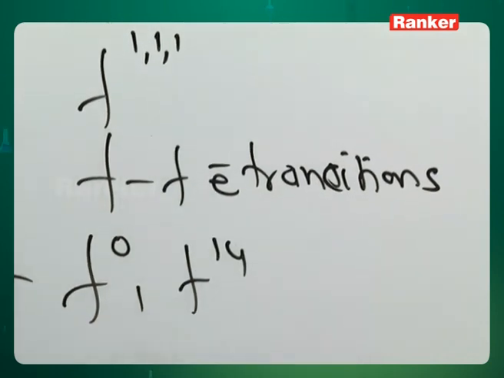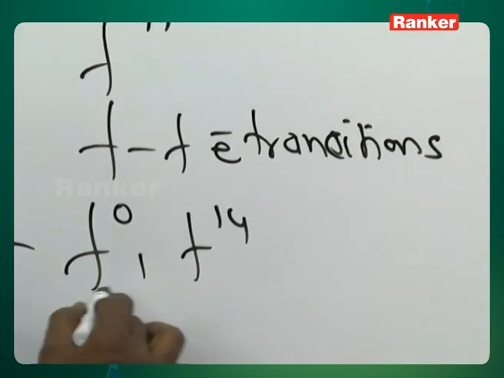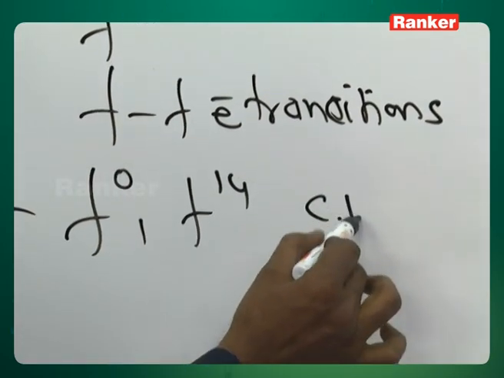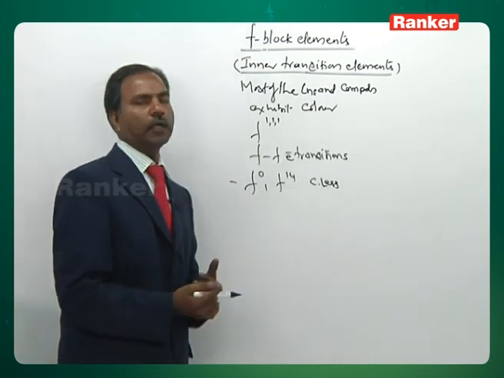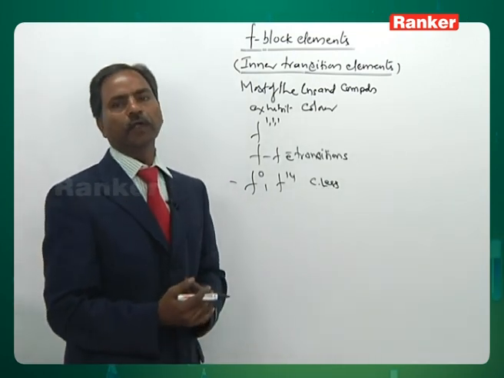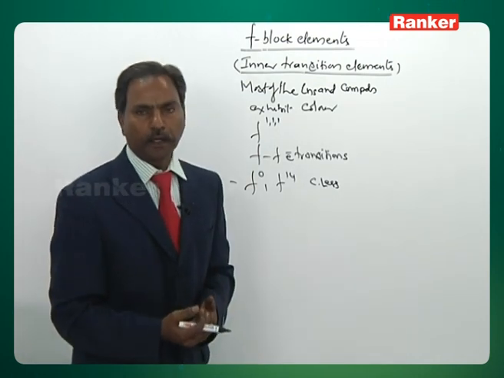They are not carrying any unpaired electrons, therefore they do not exhibit color. These f0 and f14 electronic configurations of lanthanides generally do not exhibit any color. They are found to be colorless.